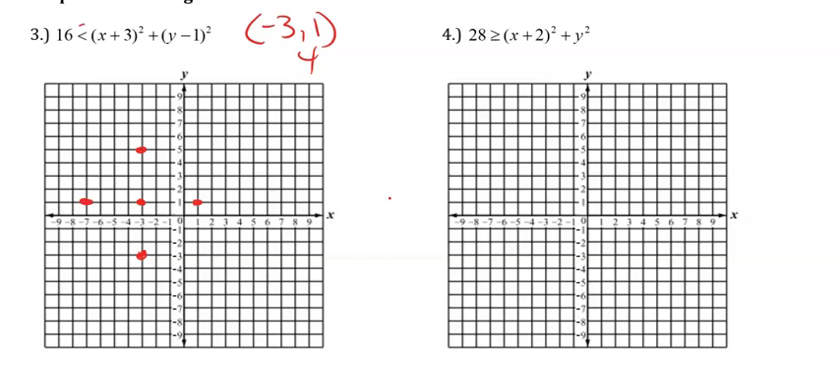Now you have to bring yourself back to your algebra class and remember, is that dotted or solid? If it does not have the equal sign, is it dotted or solid? Dotted. So what you're going to do is now put a dotted line or a dotted curve.